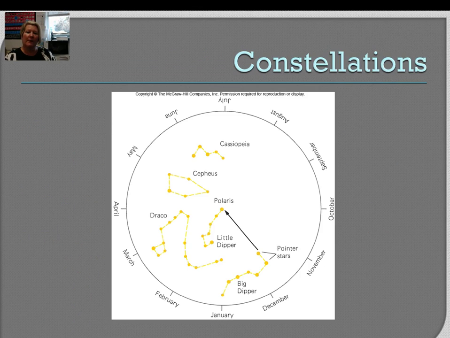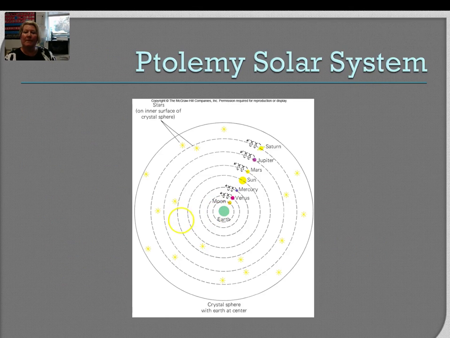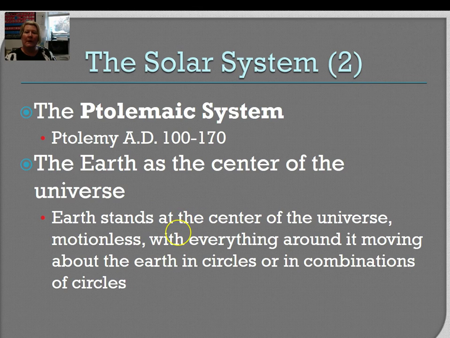Here's a figure of some common constellations, the Little Dipper, the Big Dipper, and notice that on the end here, the pointer stars of the Big Dipper point to Polaris, which is the last star on the handle of the Little Dipper. A little fast there, sorry.